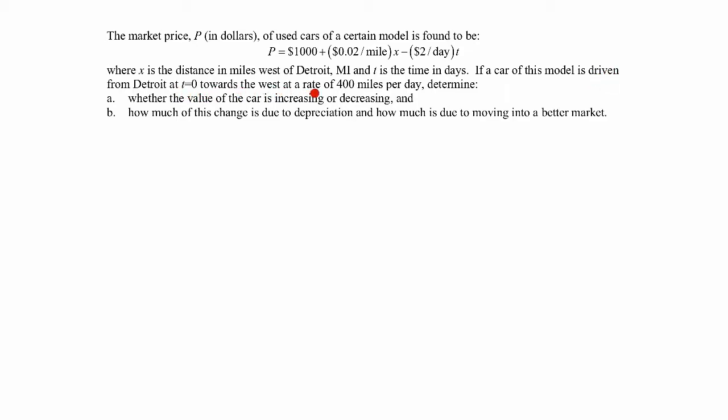0 toward the west at a rate of 400 miles per day, so this is telling us how fast we're leaving Detroit headed west, determine whether the value of the car is increasing or decreasing, and how much of this change is due to depreciation and how much is due to moving into a better market. So let's go ahead and figure this out.